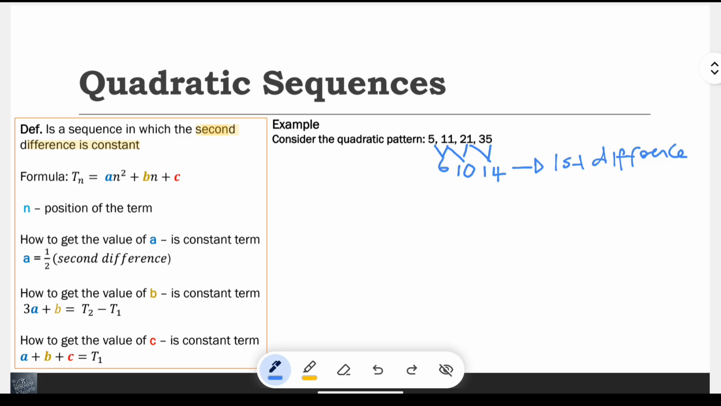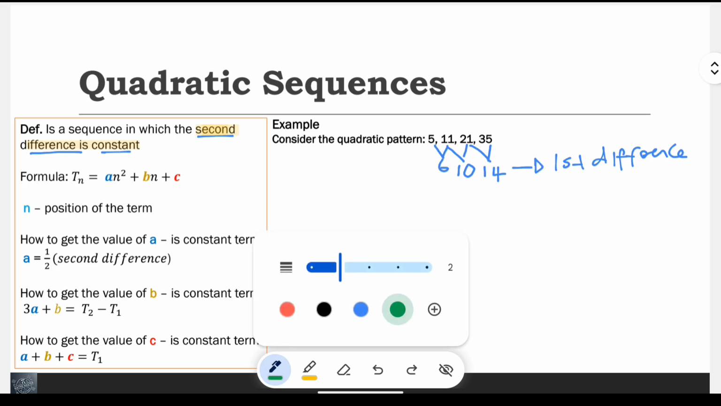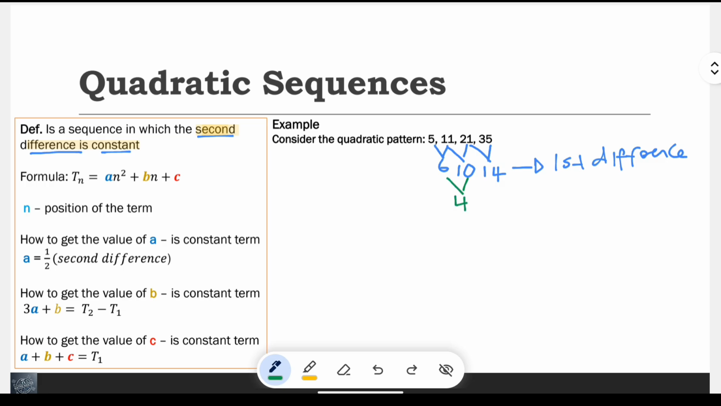Now we have to look for the second difference, and the second difference must be constant. When the second difference is constant, then that will be our quadratic equation. Let me take you through: 10 subtract 6, that is 4, and then 14 subtract 10, that is also 4. This is what we call our second difference. Thus, the given pattern is a quadratic pattern.